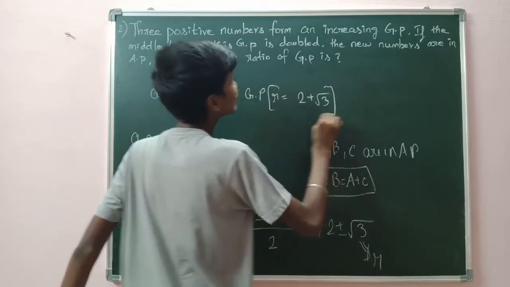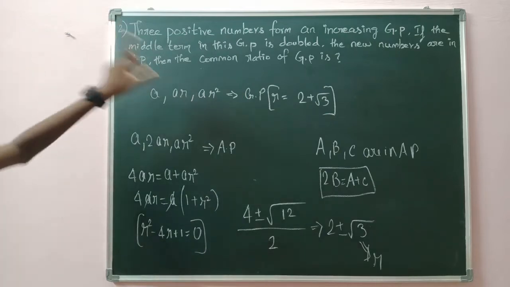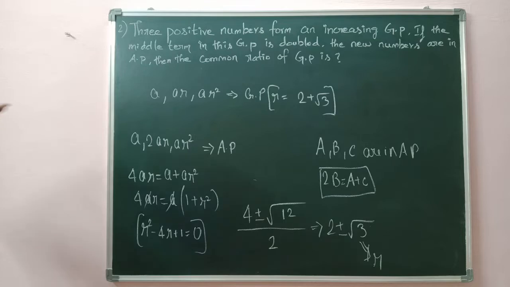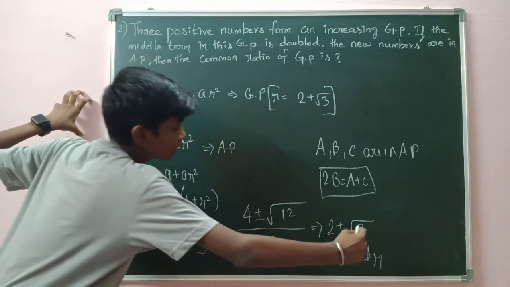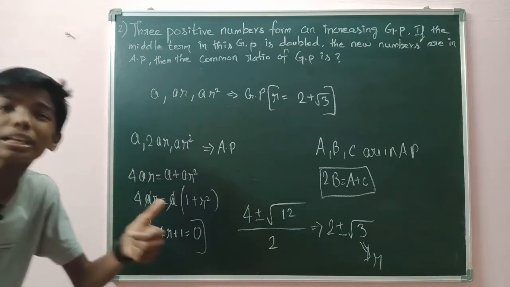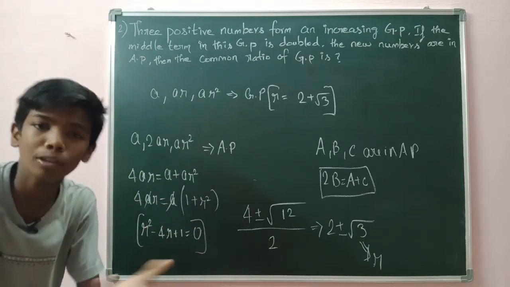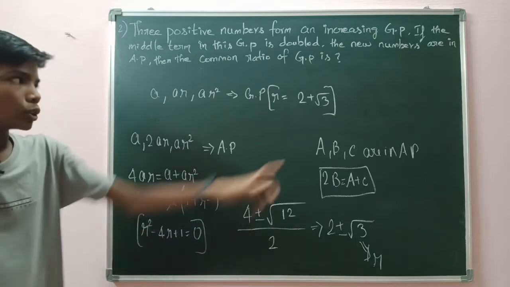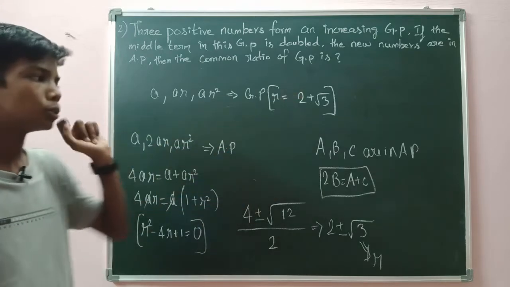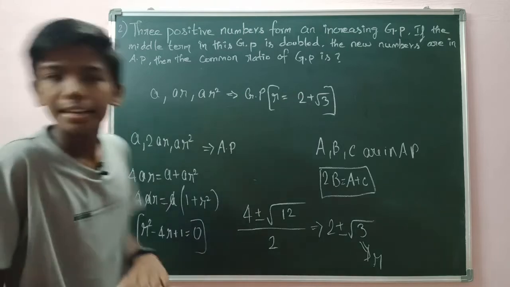You may ask why it is neglected. They are saying these three positive numbers form an increasing GP, and that is why I am saying this minus symbol can be neglected. Because when you put minus, you will get 2 minus root 3, which lies between 0 and 1, and that's a very small value. So that's why your common ratio is 2 plus root 3. And that's all. Let us move on to the next one.